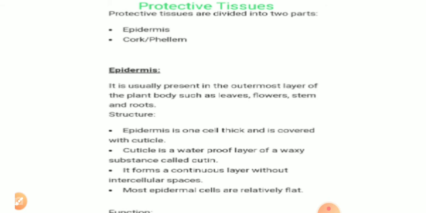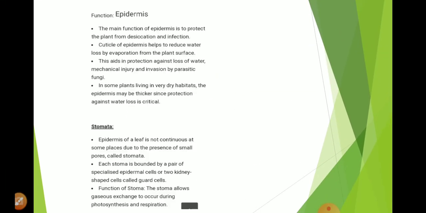Now the function of epidermis. The main function of epidermis is, first, protective in nature, so it protects the plants from desiccation, that is, from drought or dry conditions, and it also blocks or prevents infection caused by pathogens like bacteria, fungus, viruses, or other kinds of insects.